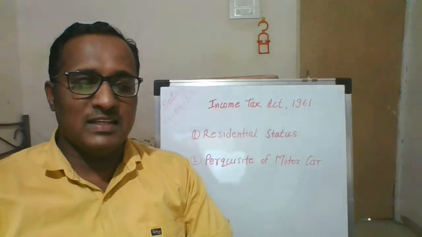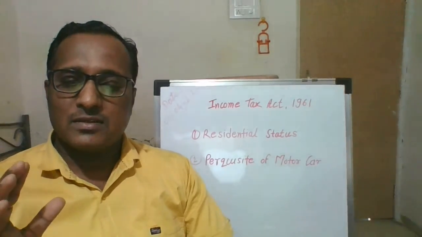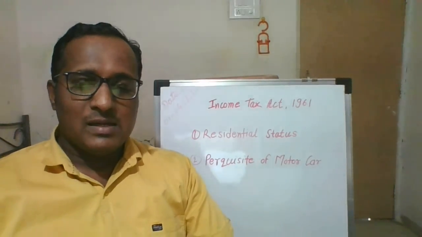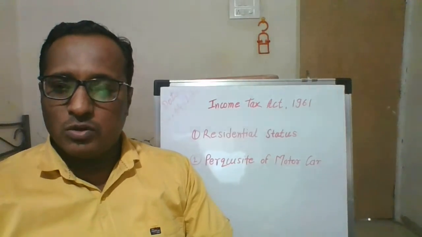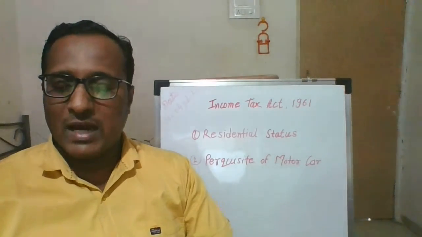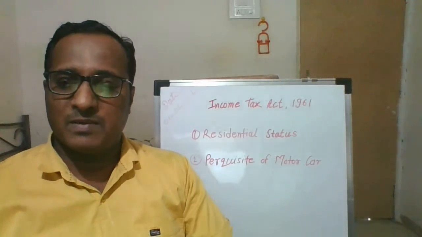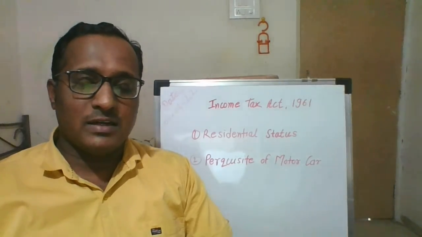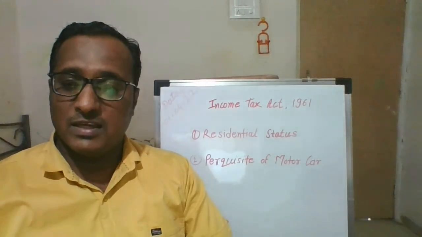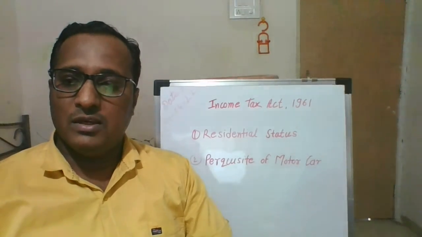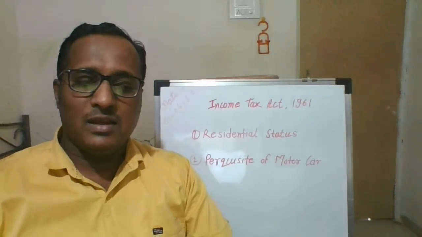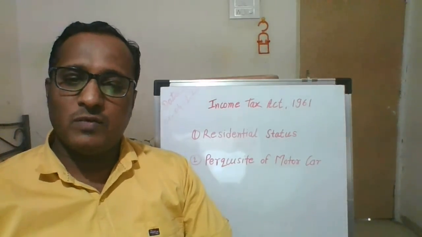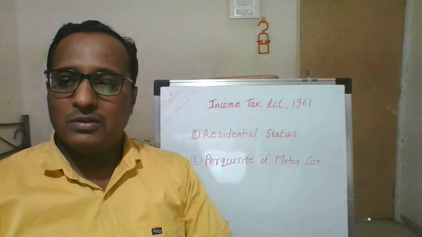Condition number one is the cubic capacity is below 1600 cc or 1.6 liter engine capacity. The amount is the total expenses of the motor car, less rupees 2700 per month. And the second condition is the cubic capacity is above 1600 cc or 1.6 liter engine capacity. The amount is the actual expenses minus 3,300 per month.